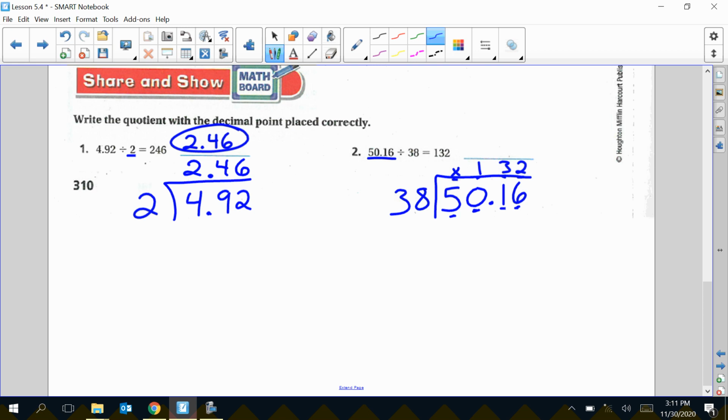To place your decimal point, find your decimal point in the dividend, move it straight up. And the answer to 50.1600 divided by 38 is 1.32, or 1 and 32/100. So on those kind of problems, just set it up, put the numbers above, and then move the decimal point straight up.